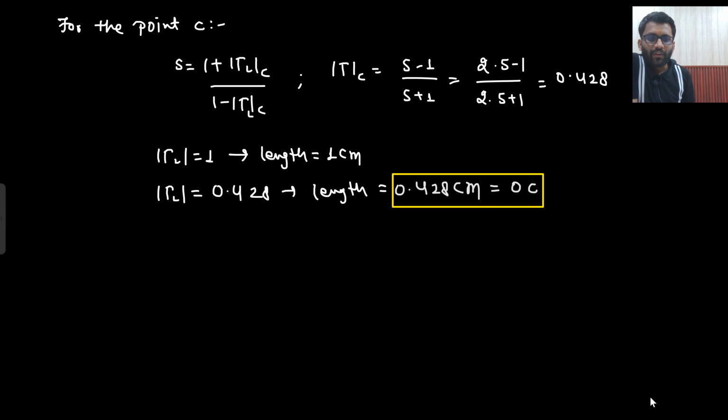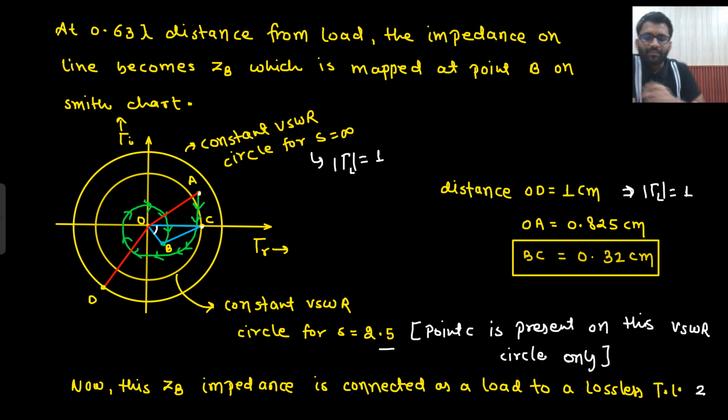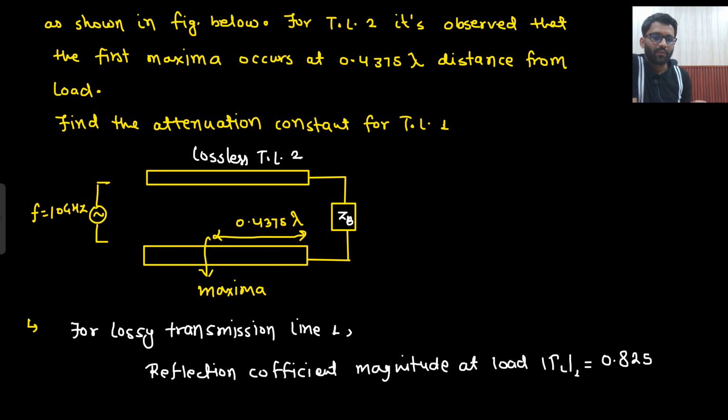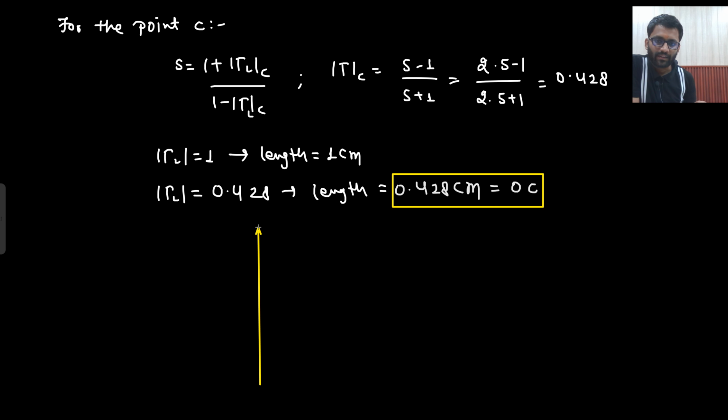So OC value we have found out and BC value we are already having. This BC value will also be used. Now BC value we have, OC value we have. Now let's find out this theta. This theta we need to find out. So let me make the diagram once again. What do you think? What is that theta?